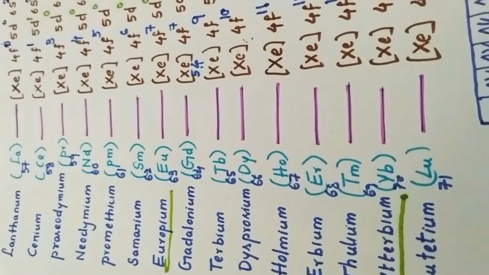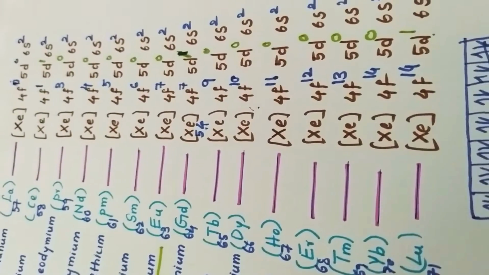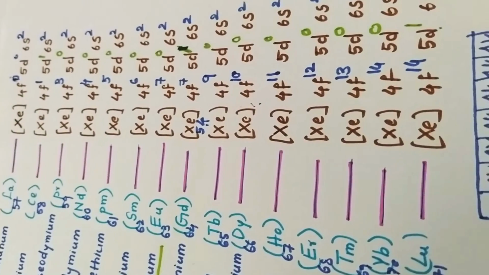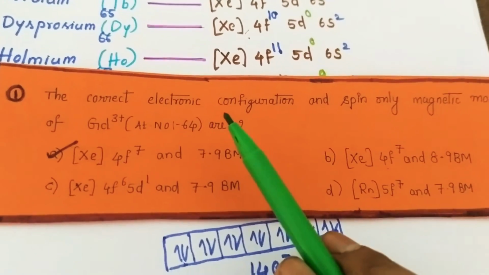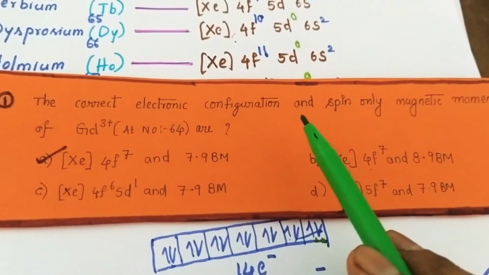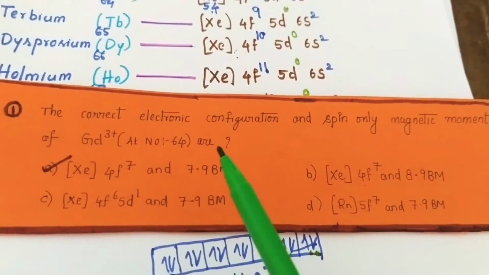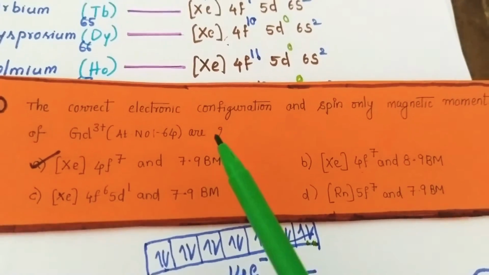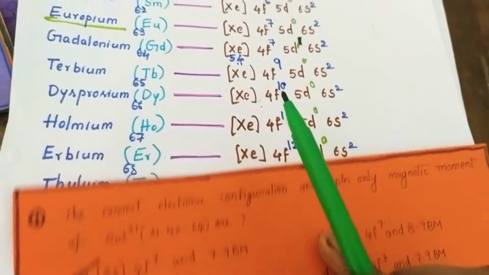A few of the previous year SET solved questions we are going to solve regarding this electronic configuration, particularly one by one. Students, see here, this was the first question. This was asked in the SET examination. The correct electronic configuration and spin-only magnetic moment of gadolinium plus 3 are. So they are asking the electronic configuration. We know that gadolinium has an exceptional configuration.